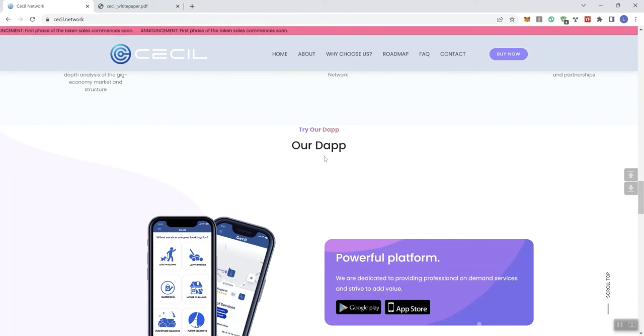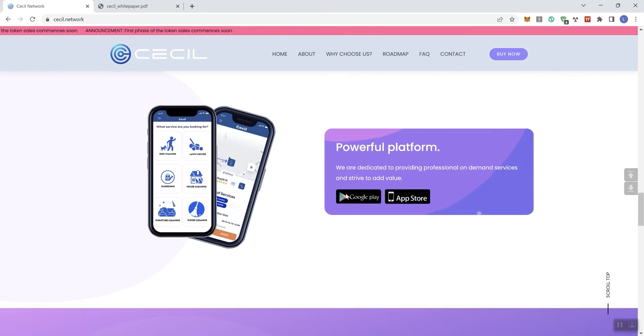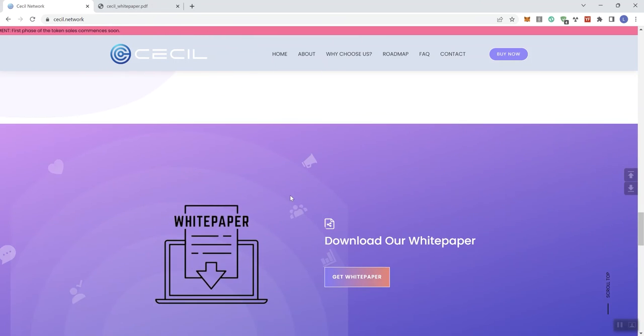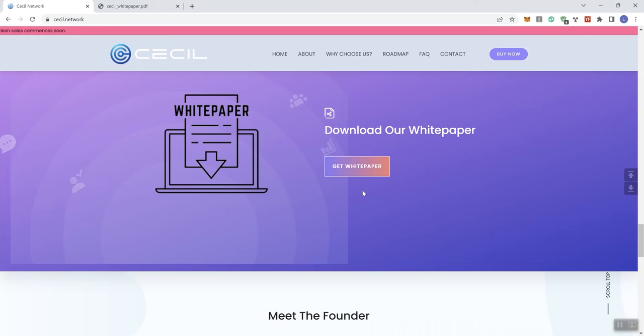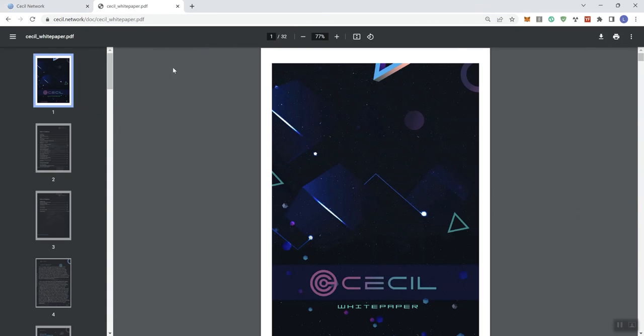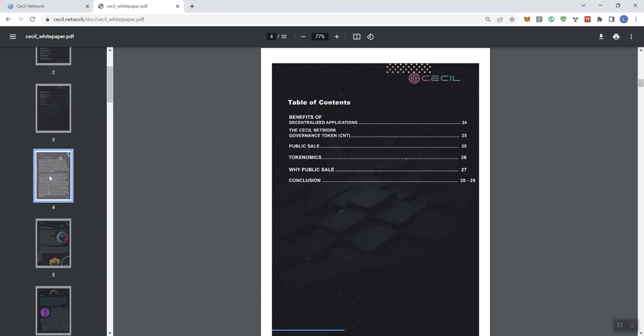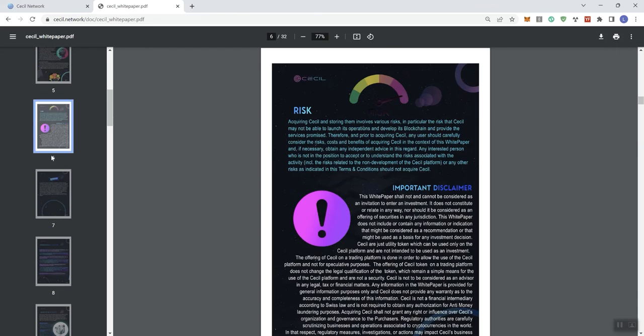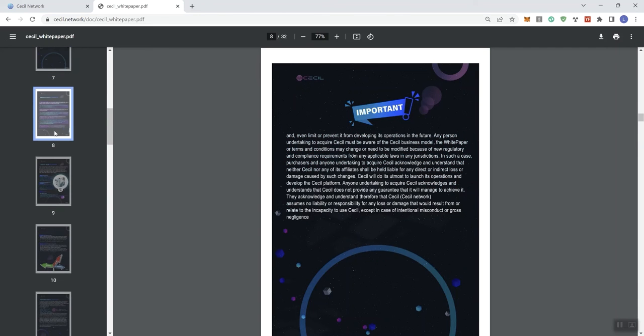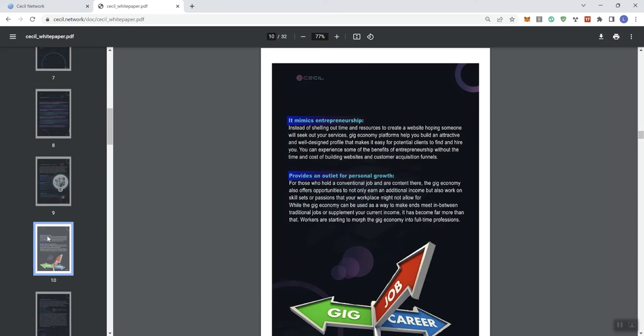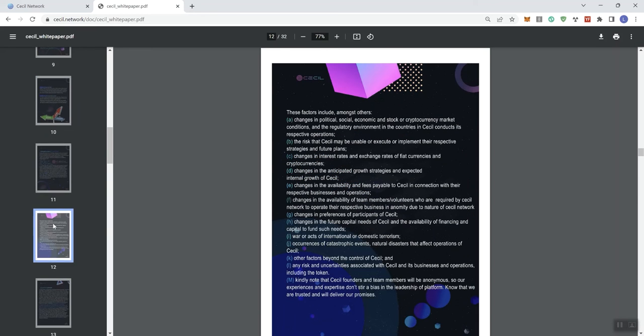So since you try the app, they got cool Google Play and App Store buttons here. And then you can download the white paper. So they got a button here, and that'll just take you over to the white paper. So since we're talking about the white paper, let's take a look at it real quick. The white paper is going to be 32 pages, so a lot of different things to engage with, a lot of information in regards to the white paper.